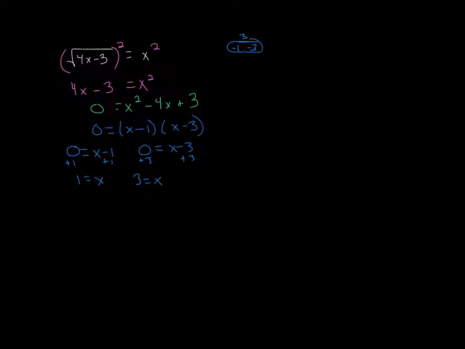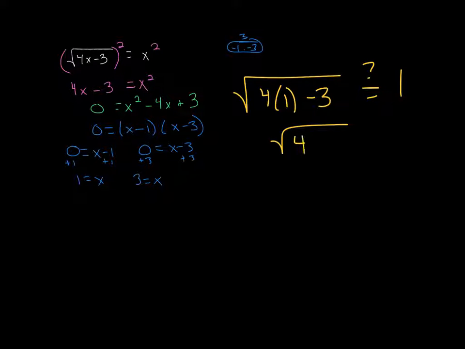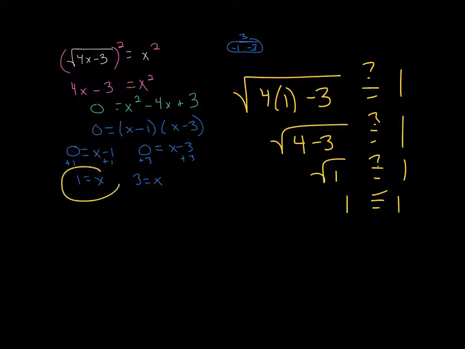Now we just need to check, make sure we don't have any extraneous solutions. So if x is 1, we have the square root of 4 times x, which is 1, minus 3, which should equal 1. So that's 4 minus 3, which is square root of 1, which is 1. So that one checks.